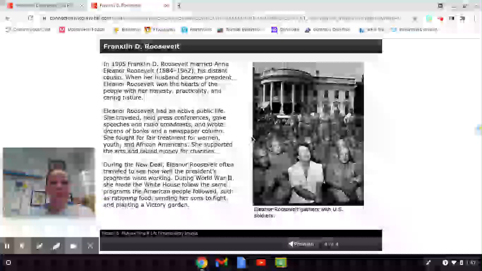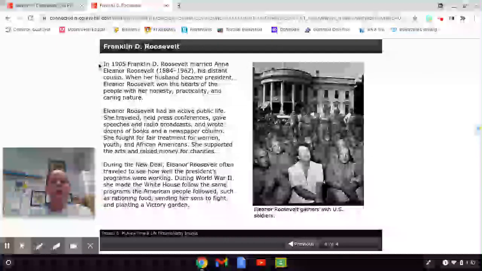In 1905, Franklin D. Roosevelt married Anna Eleanor Roosevelt, his distant cousin. When her husband became president, Eleanor Roosevelt won the hearts of people with her honesty, practicality, and caring nature. Eleanor Roosevelt had an active public life. She traveled, held press conferences, gave speeches and radio broadcasts, and wrote dozens of books and a newspaper column. She fought for fair treatment for women, youth, and African Americans. She supported the arts and raised money for charities.